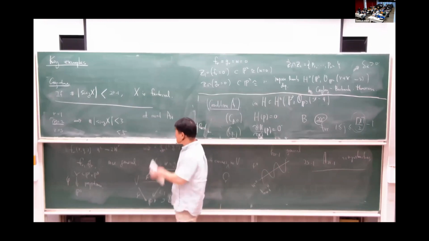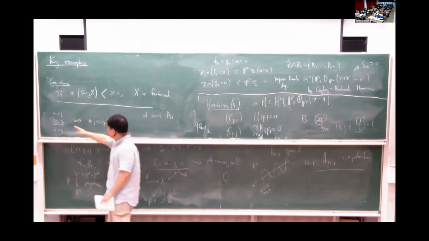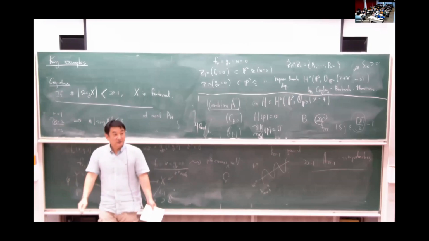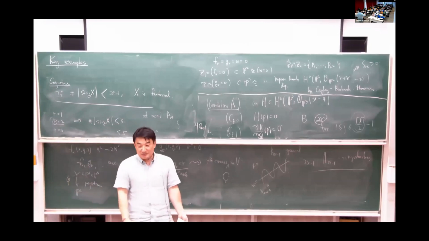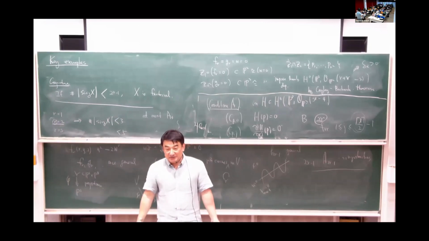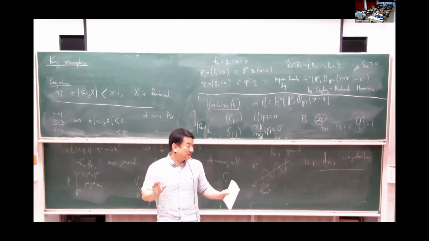For example, r equal to 2 is about the quartic surface, so you may have A19 singularities. I don't know.